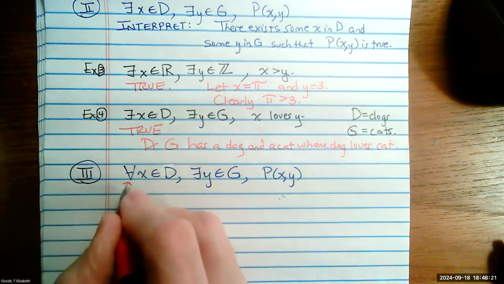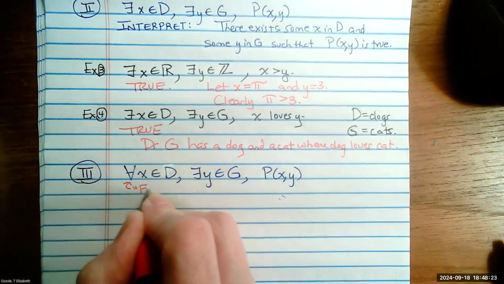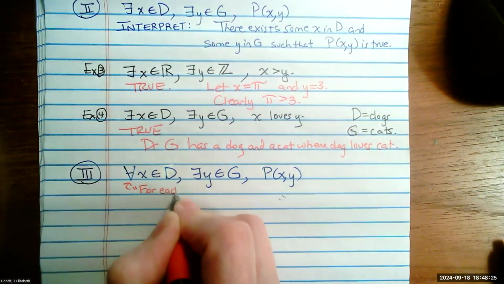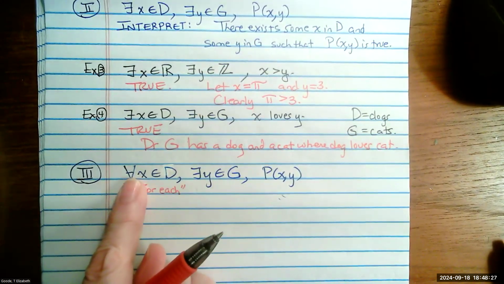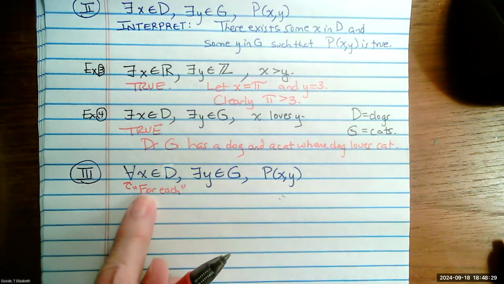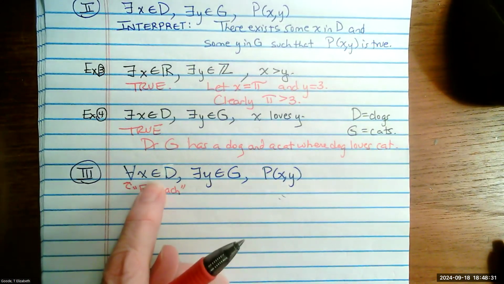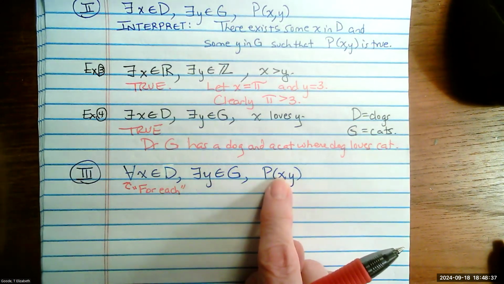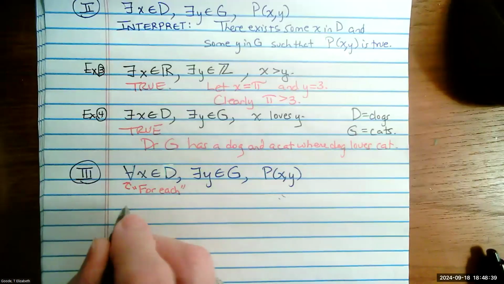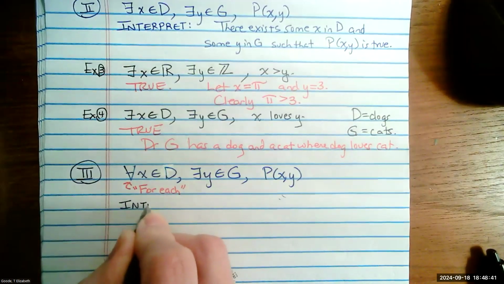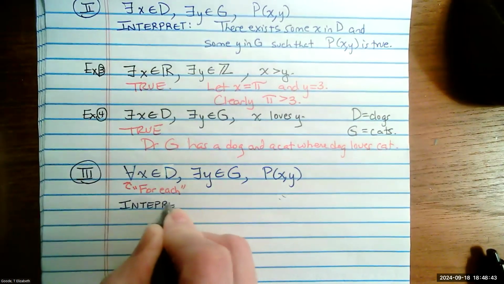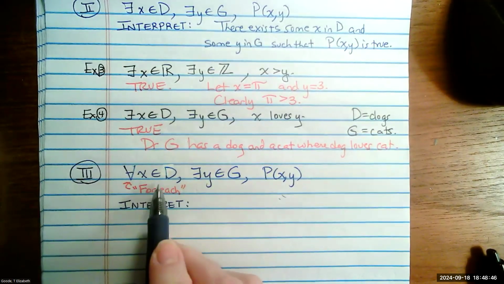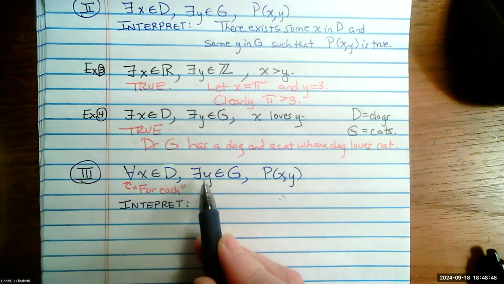So I'm just going to put this here as a pointer that the best way to read a for all there exists is to read it for each x in D. There exists a y in G such that P of x, y is true. Now, why would I ask you to do that? Because the interpretation of for all there exists goes like this.